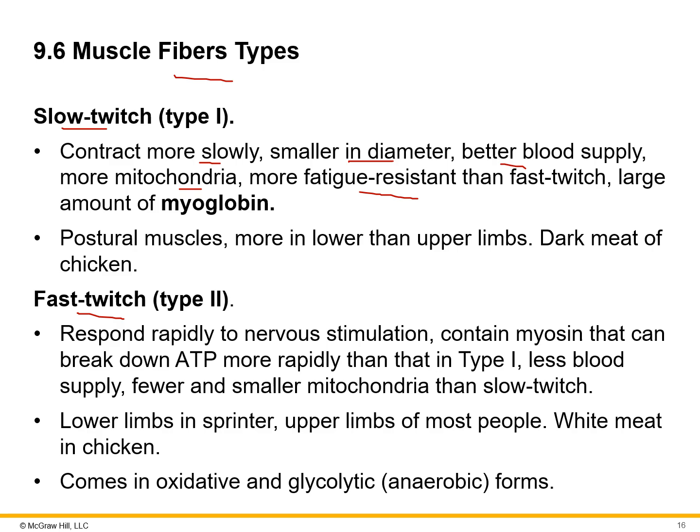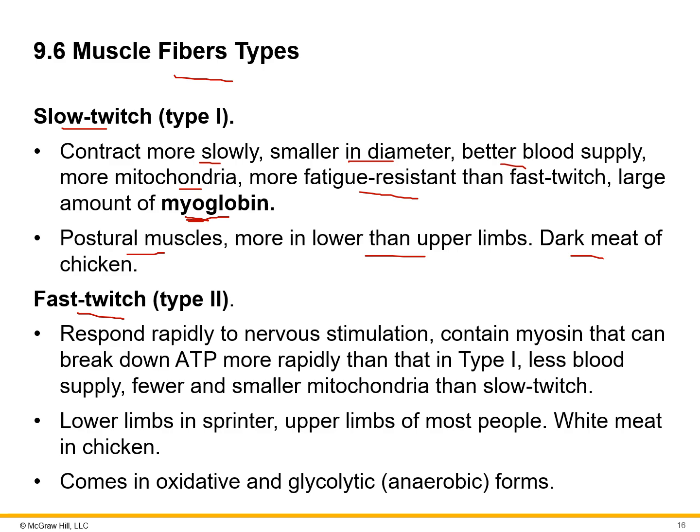So this is more like slow and steady wins the race. It's more of a constant, steady tension that can be applied. And they have a large amount of that myoglobin. So these help with more of our posture, more in the lower than the upper limbs. The myoglobin also produces a darker color in the tissue. So this is our dark meat. Again, this is more of that tension, the toning that occurs, more sustained. So endurance runners would want to develop their slow twitch muscle fibers more so than fast twitch.